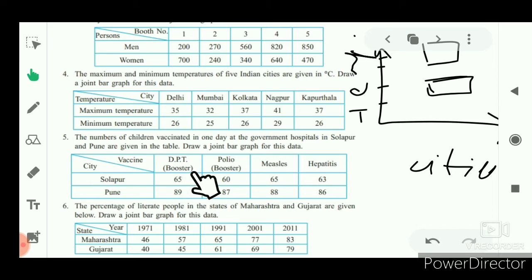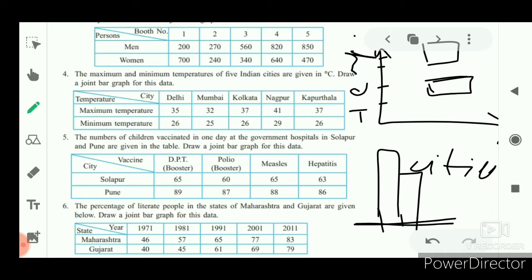So these are the constant vaccines we will take on the x-axis, and the number of children are the variables. The number of children that are vaccinated are the variable quantities: 65, 60, 65, 63. So we will take these variable quantities on the y-axis. And we will make the joint bar graph, one graph for Solapur and another graph for Pune. We will take two different designs for the two different cities, for understanding. Okay, so let's see.